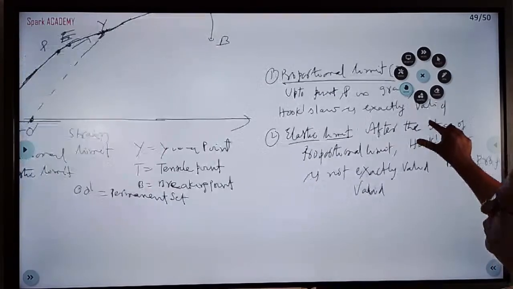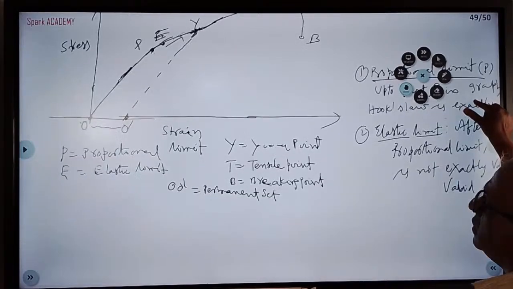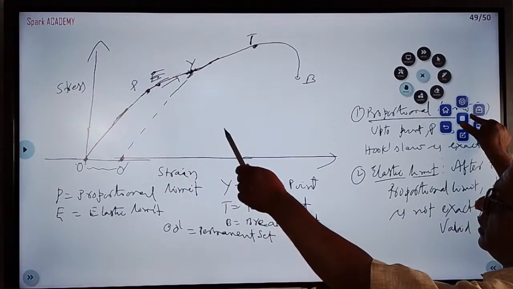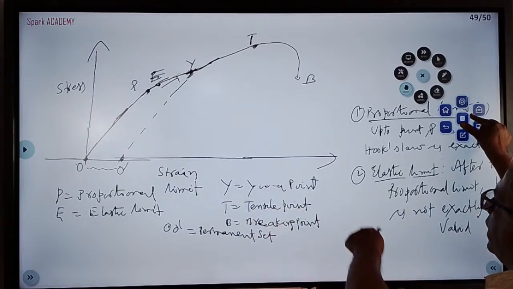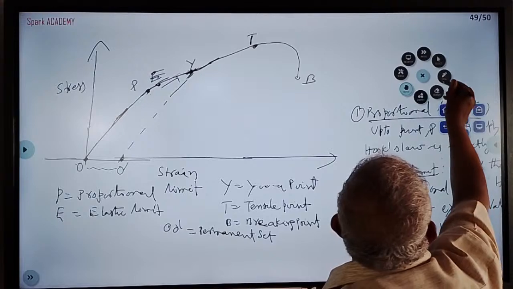Okay, see once again the graph. I'm showing you the graph. Please see the graph, students. I kept the graph very clearly for you. Stress versus strain: compulsorily you have to write y-axis stress, x-axis strain. Otherwise you lose marks. You write all these points.